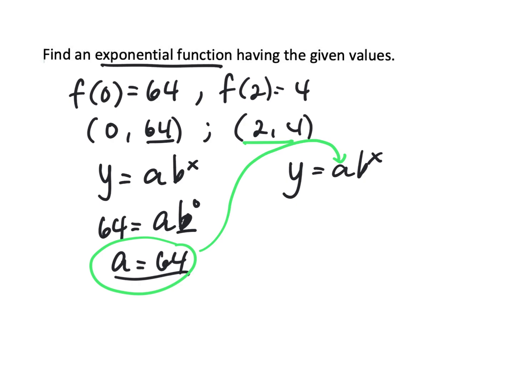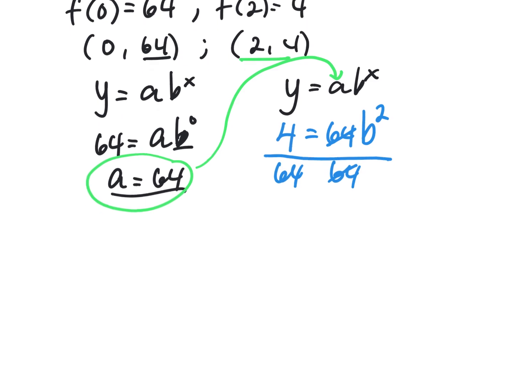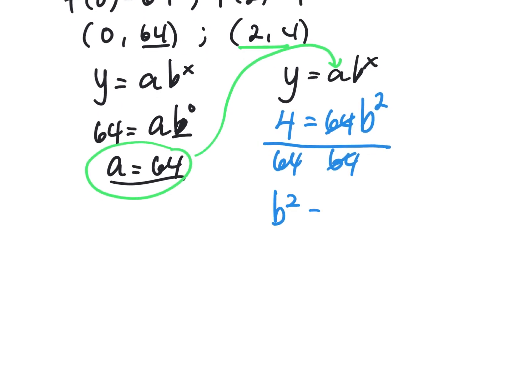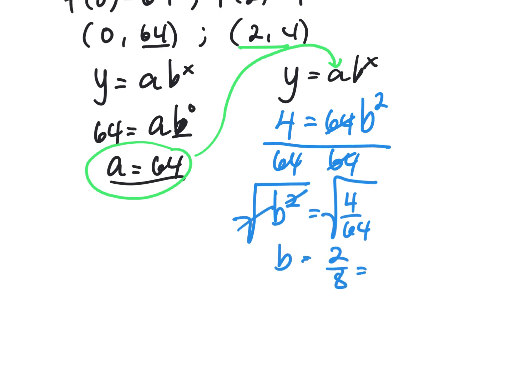So here I'm going to say 4 is my y, my a is 64, and here b raised to 2. We're going to divide by 64. Okay, so now what is left in here is b squared is equal to 4 over 64. So we're going to take the square root of both sides. So the value of b here is going to be 2 over 8. And 2 over 8 can also be written as 1 over 4 divided by 2.